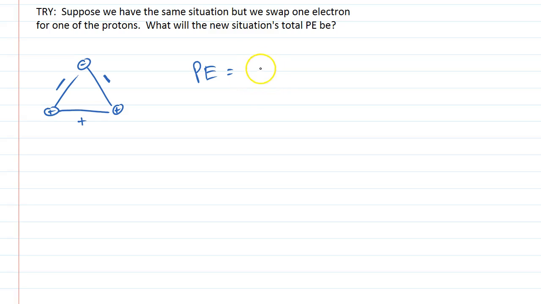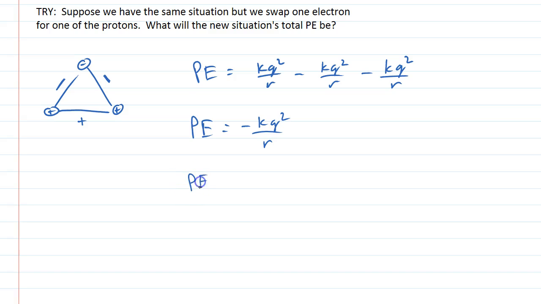Okay, so we're going to have kq squared all over r, but we're going to take away kq squared over r and take away another kq squared over r. And so the total potential energy is actually going to be negative kq squared over r, just plain. So the signs are going to switch and we don't have the 3 in front, we just have a negative in front.